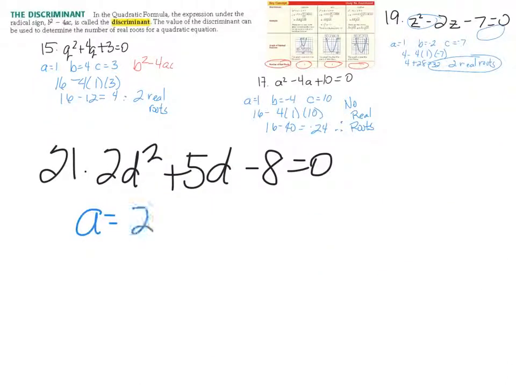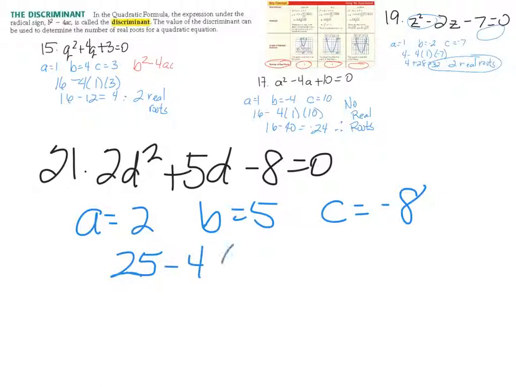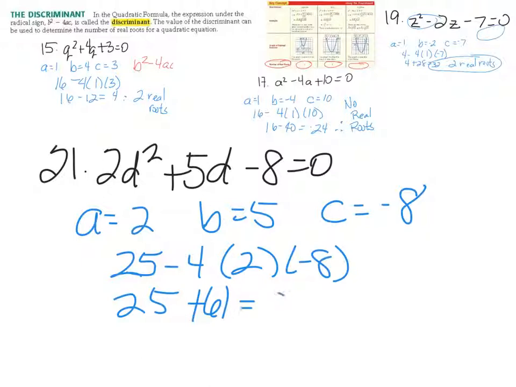A is 2, B is 5, C is -8. So when we have b squared minus 4ac, 25, negative times negative is positive, so plus 64 is 89. 89 is a positive number, so I'm going to get, once again, 2 real roots.